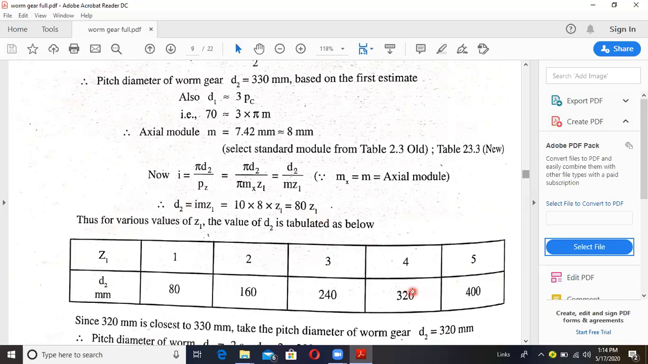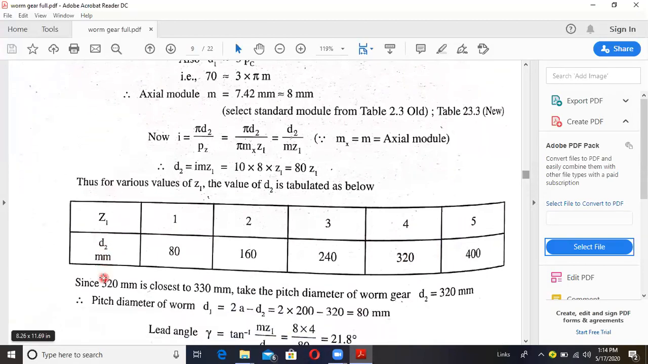The maximum number of threads on the worm is 5, so that's why we are taking up to 5. Now for 1 we got 80, for 2 we got 160, for 3 we got 240, for 4 we got 320, for 5 we got 400. That is the pitch diameter.